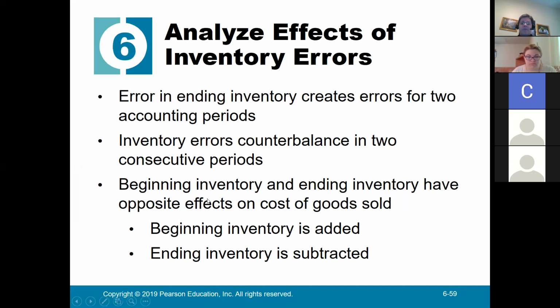Beginning inventory and ending inventory have the opposite effects on cost of goods sold, because in the formula we showed you earlier, the one you're going to try to memorize, beginning inventory is added, ending inventory is subtracted. So an error affects cost of goods sold, and therefore your income statement, in the opposite direction.